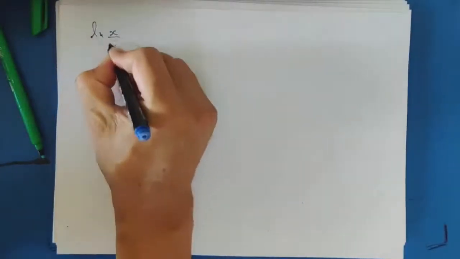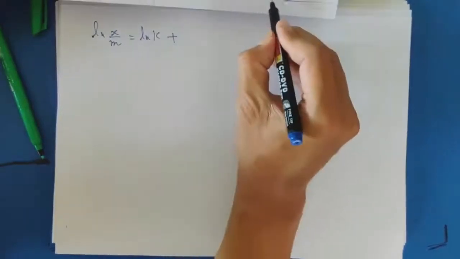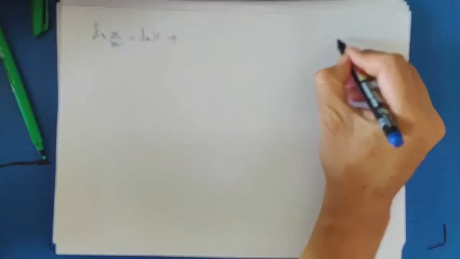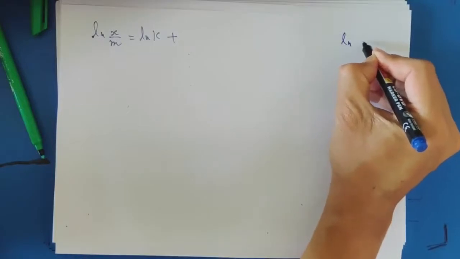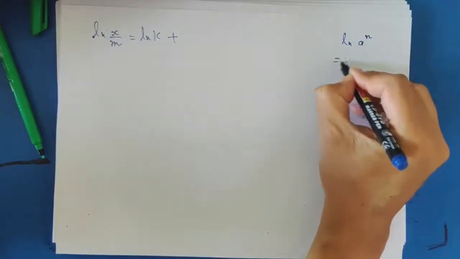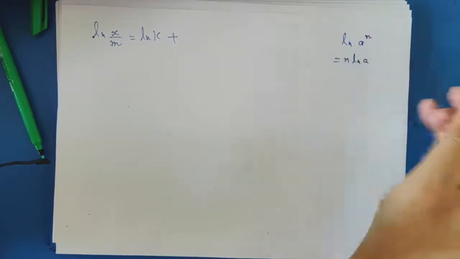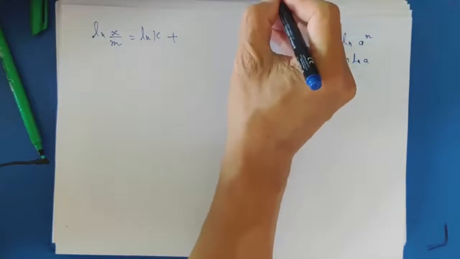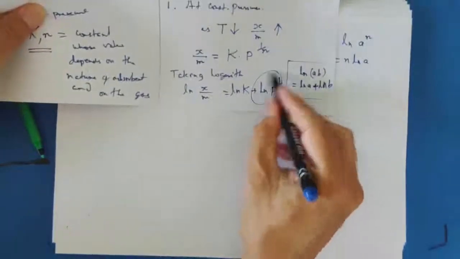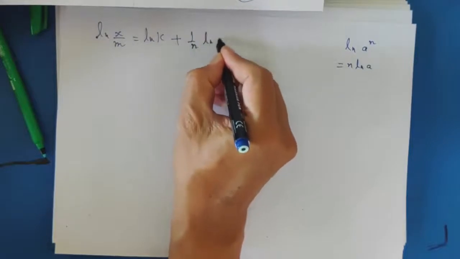So ln x by m equals ln k plus, and log of a to the power n, what is it? The power comes in front and then log of a. Here 1 by n is coming, and then log of p, right?